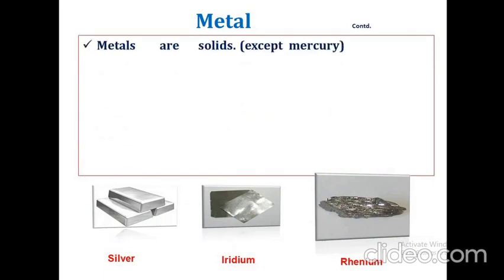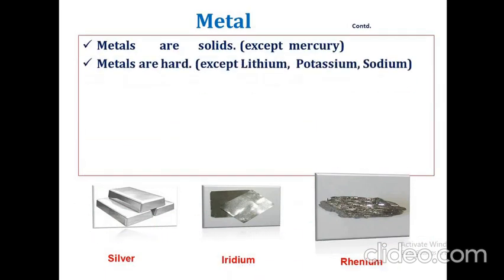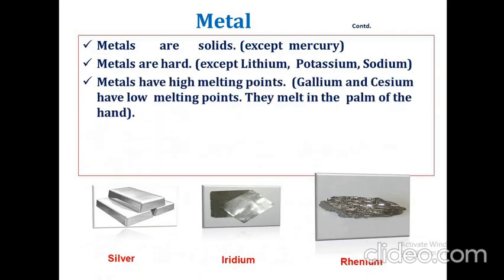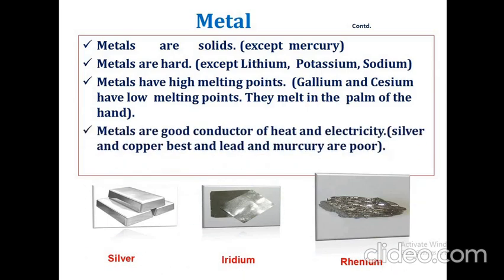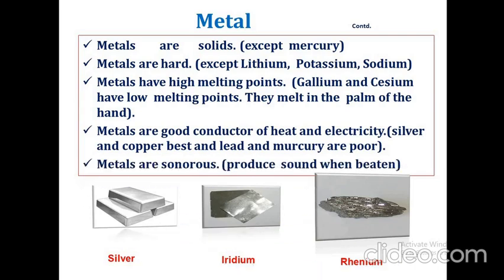Metals are solid except mercury. Metals are hard except lithium, potassium and sodium. Metals have high melting points, but gallium and cesium have low melting points; they melt in the palm of the hand. Metals are good conductors of heat and electricity. Silver and copper are the best, and lead and mercury are poor conductors of heat and electricity. Metals are sonorous, producing sound when beaten.